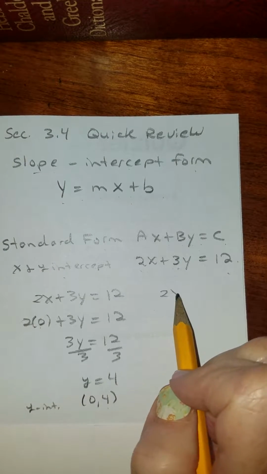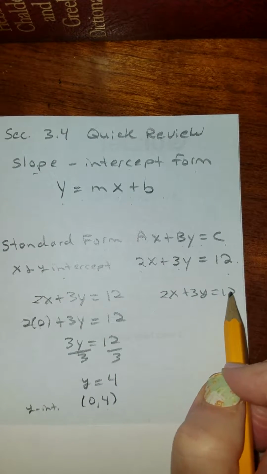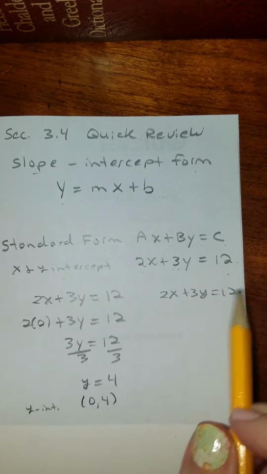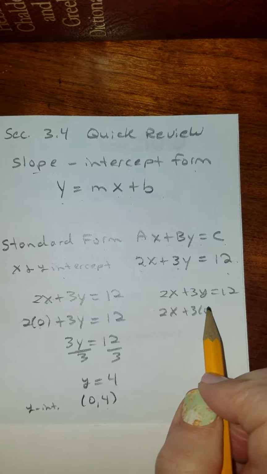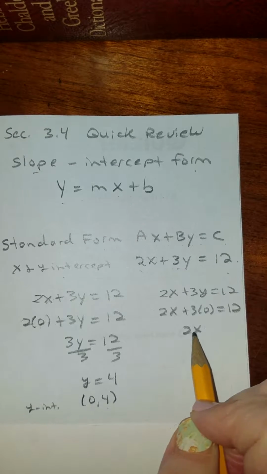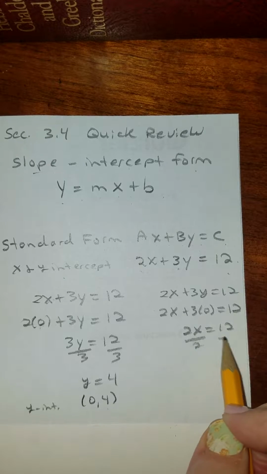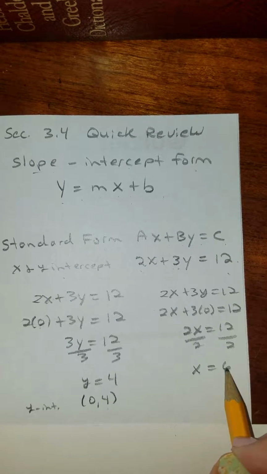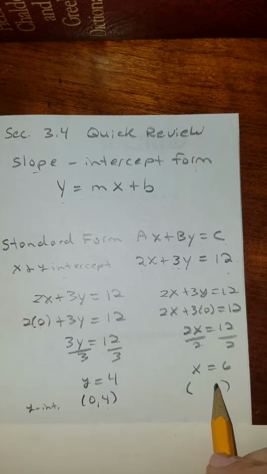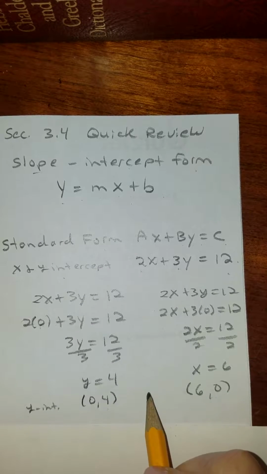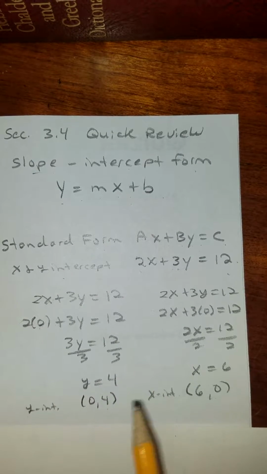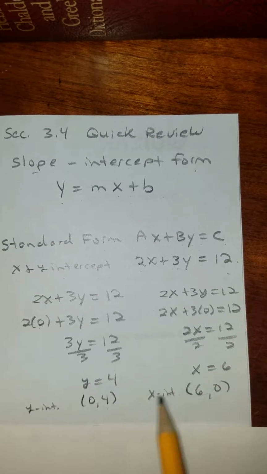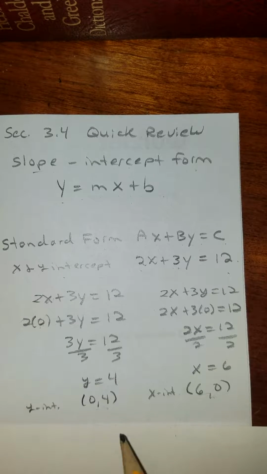Let's take the same equation. This time, instead of plugging in 0 for x, we're going to plug in 0 for y, and solve for x. So when y is 0, then x is 6. This is our x-intercept, and this is what you did in the last lesson. So now you had 2 points. You found the 2 points where it crosses the x- and the y-axis, and you drew your line. That's how you graphed it.